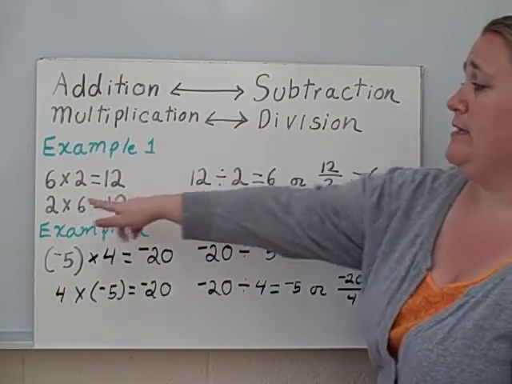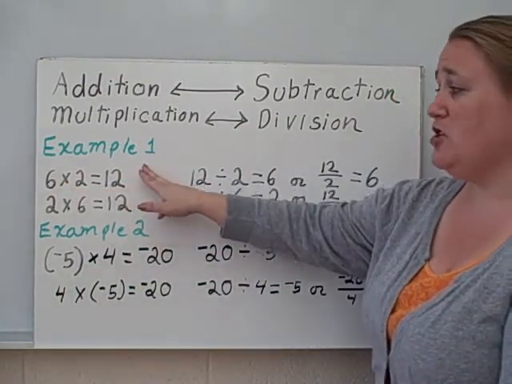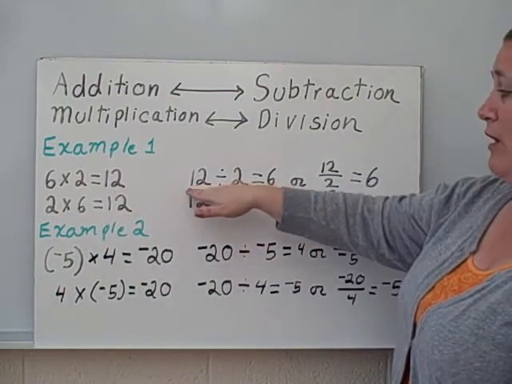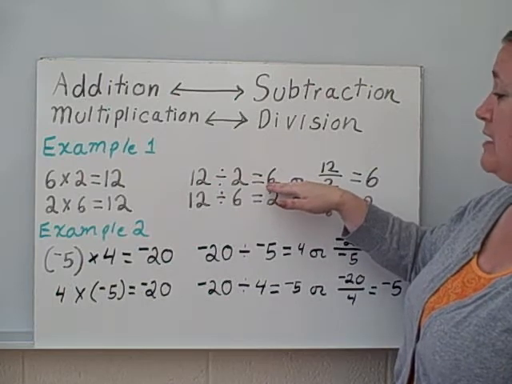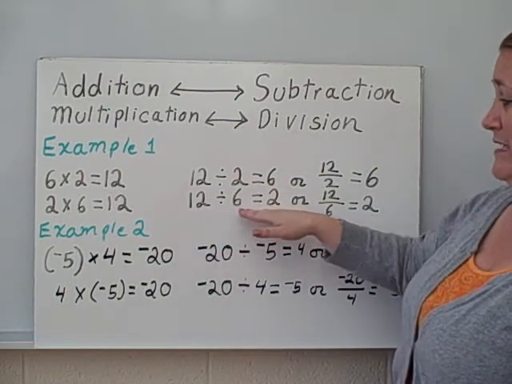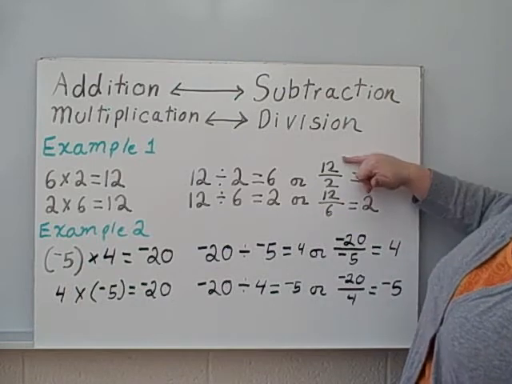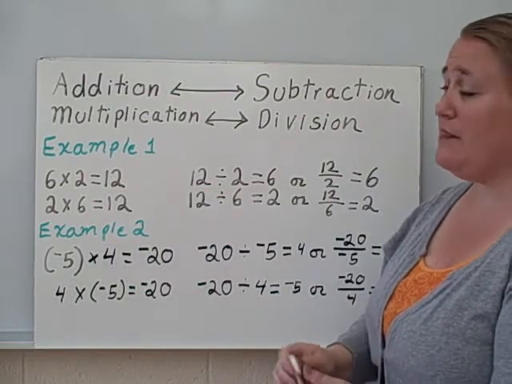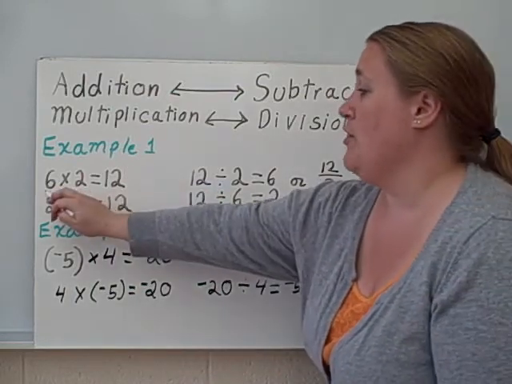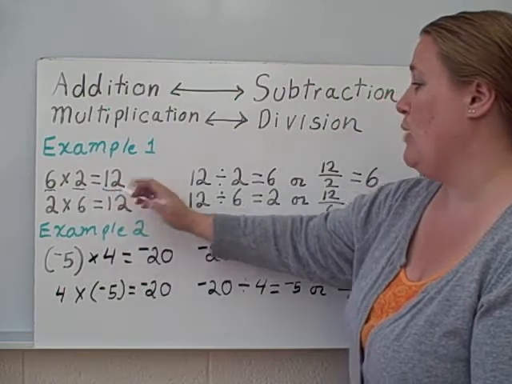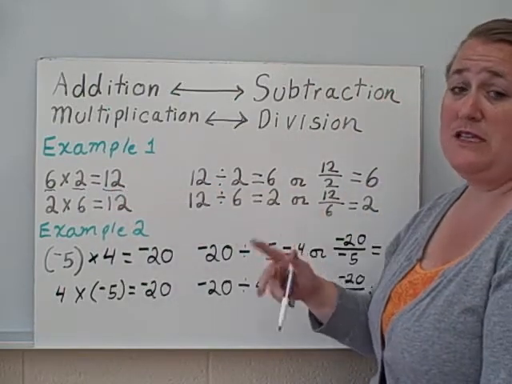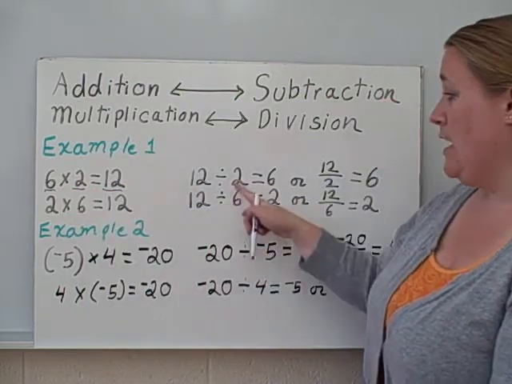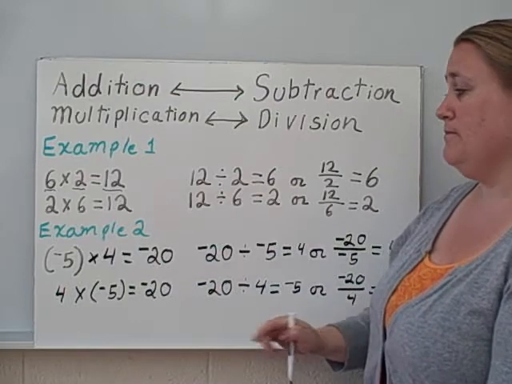So example 1, 6 times 2 is 12, just like 2 times 6 is 12. 12 divided by 2 is 6. And 12 divided by 6 is 2. Remember, we can also write division problems as fractions. So if you look, the only things that we see are the numbers 6, 2, and 12. Those are the only numbers. That's what makes a fact family. There's 2 that have multiplication and 2 that have division.